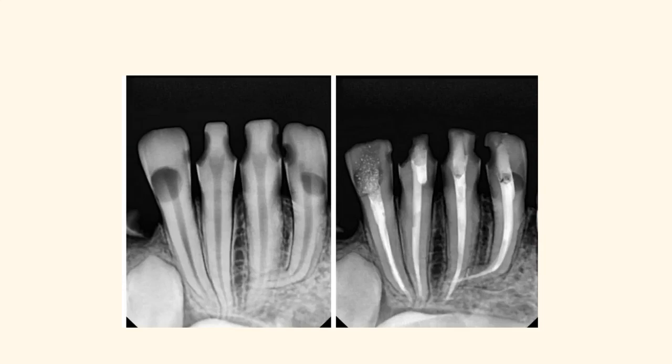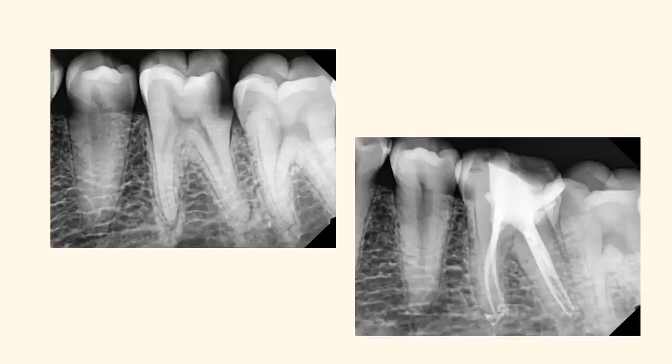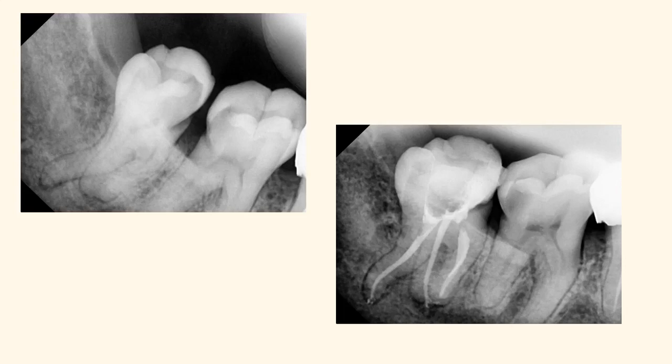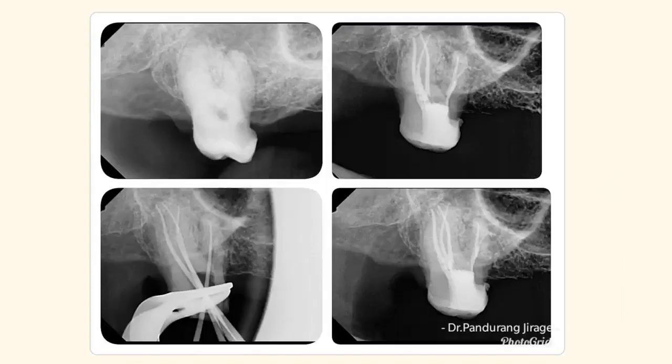This is a case with a 90-degree curvature in the apical third in a lateral incisor. Proper sequence of instrumentation and proper protocol resulted in proper glide path preparation. This is another case with different anatomy in the distal root. A case with a curvature in the distal root. In this case, you can see the well-obturated canal because of the proper glide path preparation.